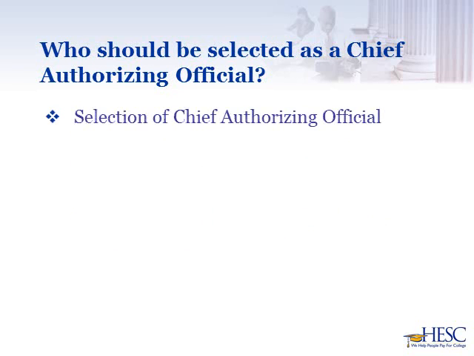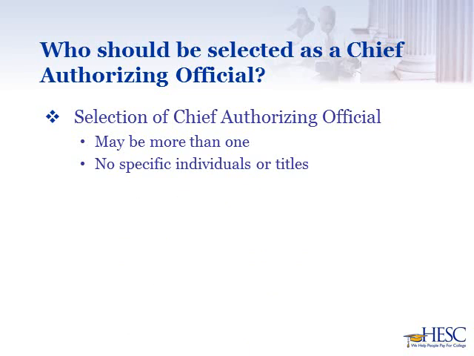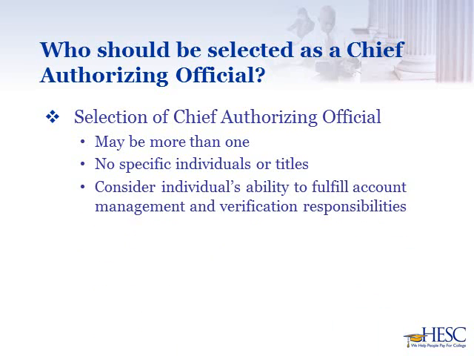There may be more than one CAO. A school district may, for example, choose to designate a CAO for each of its high schools and authorize each CAO's access to only his or her school, or designate one CAO for all schools. There are no specific individuals or titles from your school or school district who should serve as a Chief Authorizing Official. However, when selecting Chief Authorizing Officials, consideration should be given to the individual's ability to fulfill the account management and account verification requirements.